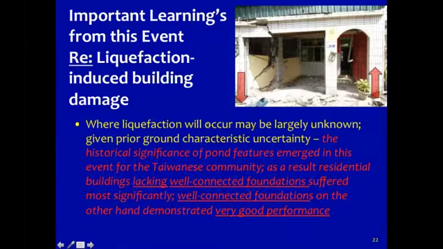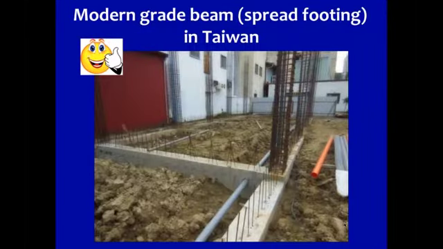Okay, so in a last conclusion about the main topic of this discussion was regarding liquefaction-induced building damage. We know that where liquefaction will occur will be largely unknown given prior ground characteristic uncertainty. The historical significance of pond features in this particular event emerged for the Taiwanese community. As a result, residential buildings lacking well-connected foundations suffered most significantly. Well-connected foundations, on the other hand, demonstrated very good performance. So we did see many of these modern grade beam designs, and we know now the importance of this positive continuity in building construction.